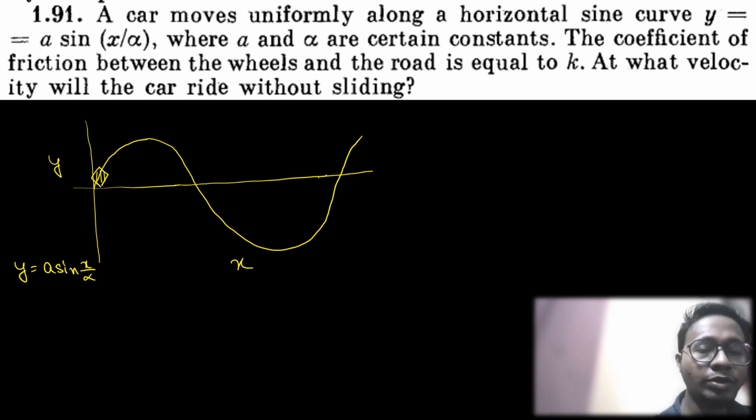Okay, with constant velocity v. That means the speed of the car is constant throughout the road. Although the speed of the car is constant, the direction of the velocity vector of the car is changing throughout the road. And what is causing that change in direction of the velocity vector? The centripetal acceleration. Why? Because there is no tangential acceleration.